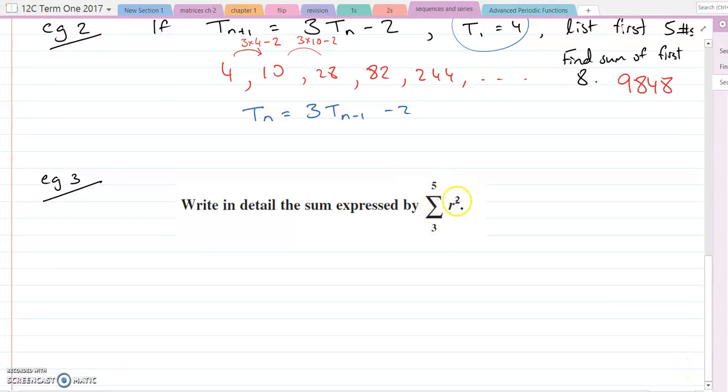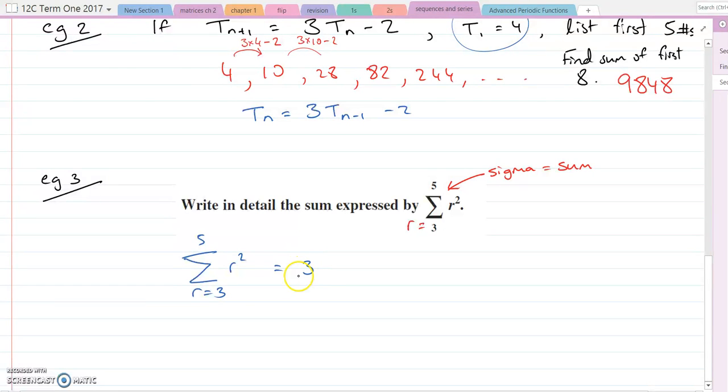This method of writing is another way to list a series. This is a Greek letter sigma. In maths, it means sum. Usually, and it's very strange the way they've written this here, I think it's just this book, but I would normally write r equals. So if I write r equals 3 to 5 of r squared, this means I'm going to make r start at 3, going up by 1 each time, to 5, and I'm going to make the sum of that.